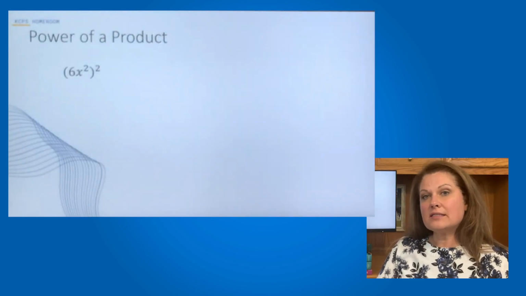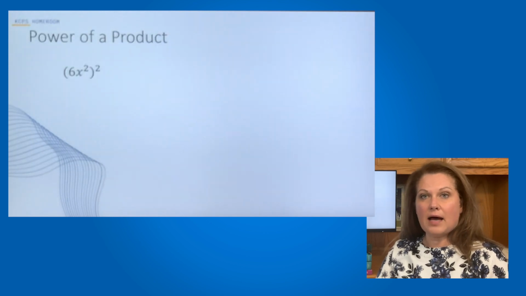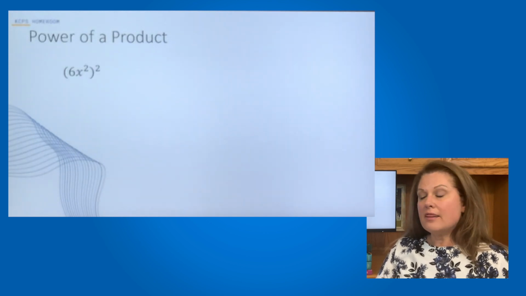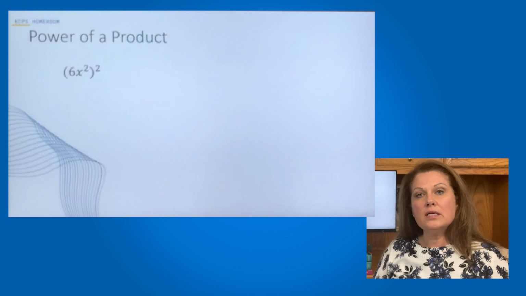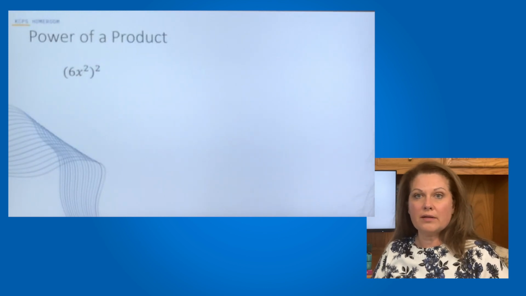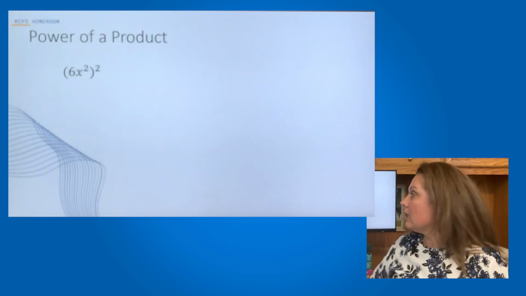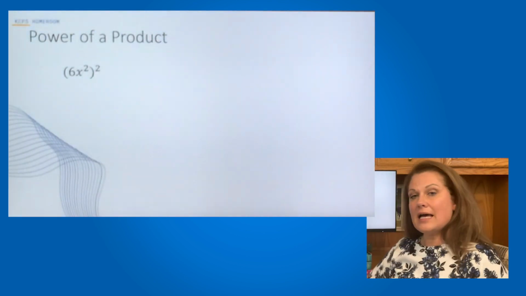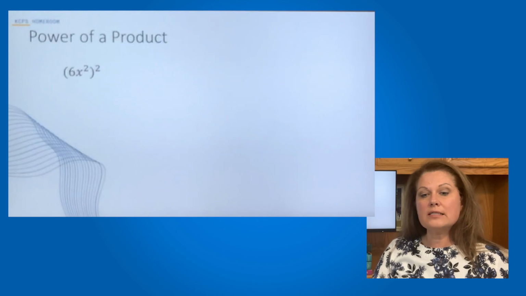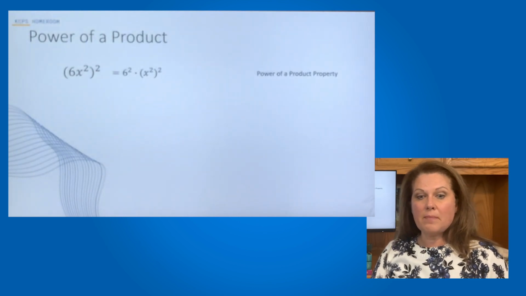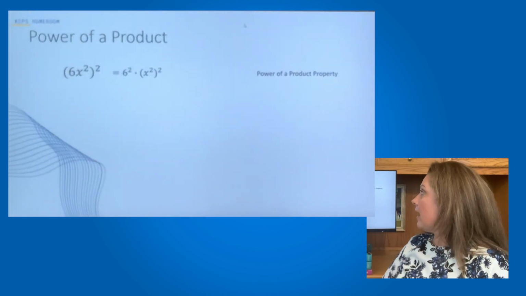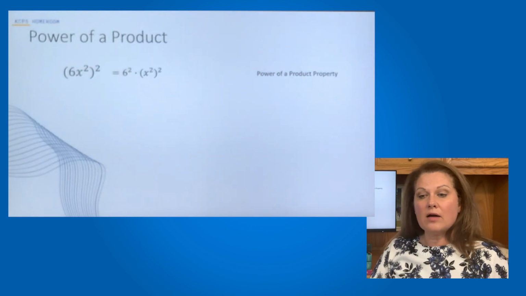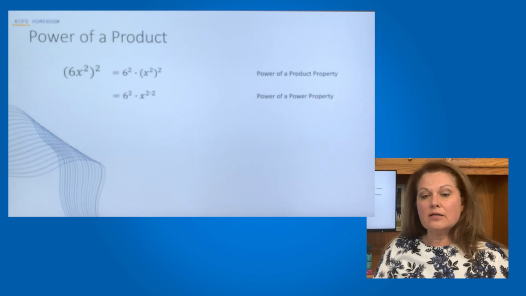If I have 6x to the second power, all to the second power, you'll notice that my coefficient does not have an exponent. We need to remember that there's an imaginary 1 there. And when we apply the exponent of 2 that's outside the parentheses, we're going to say 6 to the second power times x to the second power to the second power. The explanation for that would be the power of a product property. We're going to then continue.